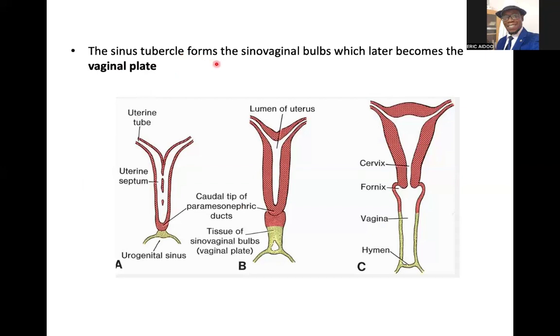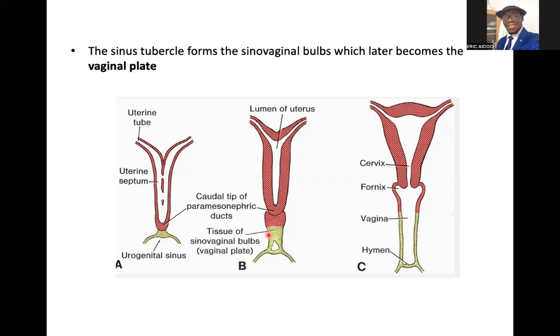So the sinus tubercle will form the sinovaginal bulbs, which will later become the vaginal plate. Remember, these are the paramesonephric ducts that fuse to form a Y-shaped structure, and then this is the urogenital sinus. The contact that the Y-shaped structure of the paramesonephric ducts has with the urogenital sinus will form a tubercle known as the sinus tubercle. And it is this sinus tubercle that will form the vaginal plate. So that is it, sinovaginal bulbs and then a vaginal plate.